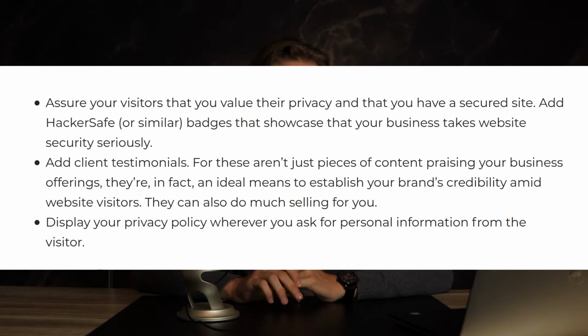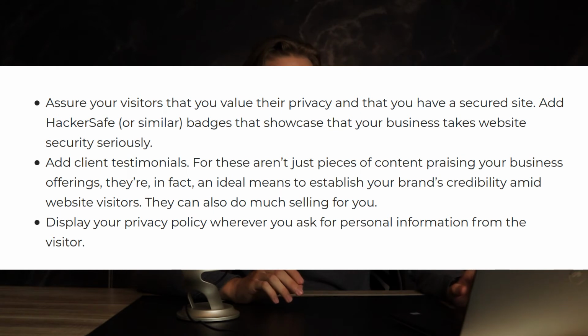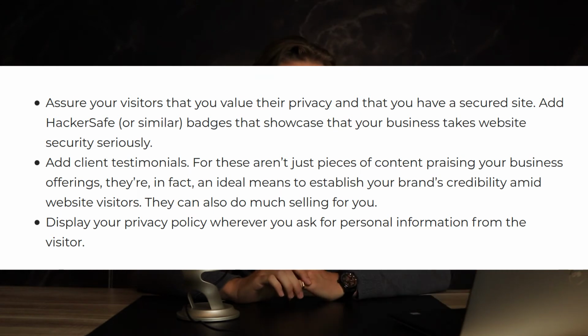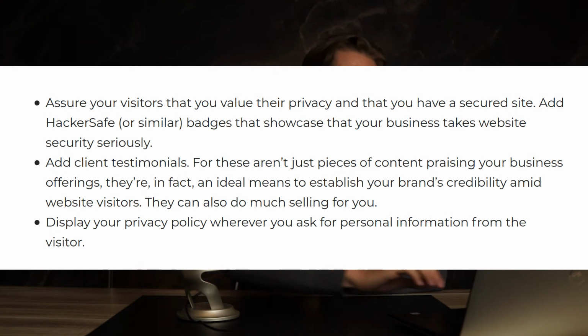Assure your visitors that you value their privacy and that you have a secured site. Add hacker safe or similar badges that showcase that your business takes website security seriously. Add client testimonials and display your privacy policy wherever you ask for personal information from the visitor.